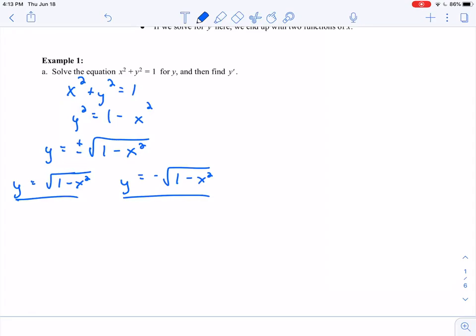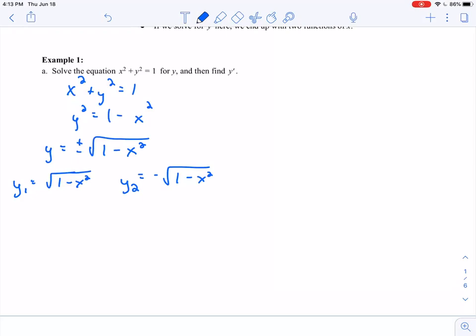Now there's a few things that we can do to speed up that process and use some tricks to make that process go a little bit smoother, but at the end of the day we still have these two functions. I'm going to call these y1 and y2. So y1 will be the positive square root, y2 will be the negative square root. So let's find the derivative of y1. Let's do that in red right here.